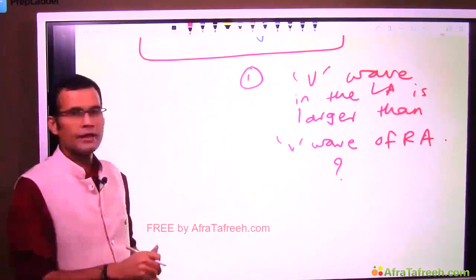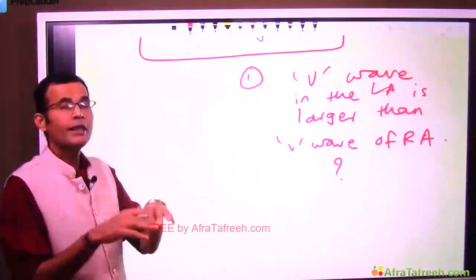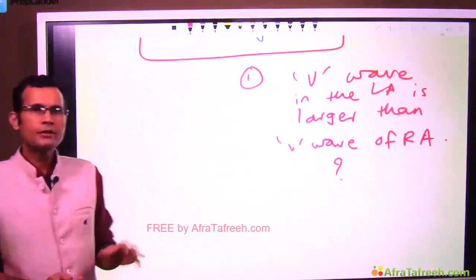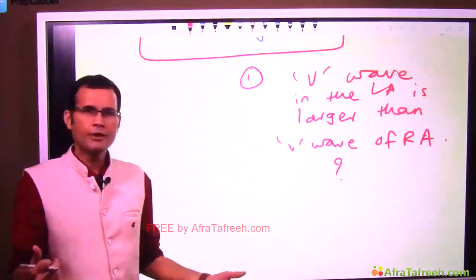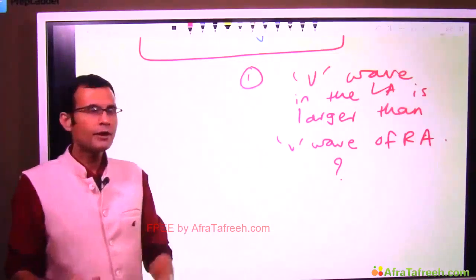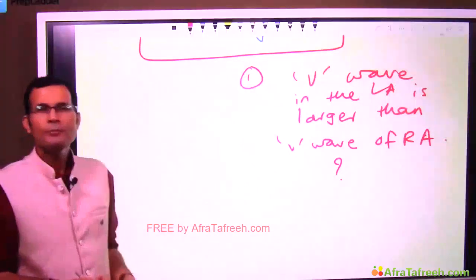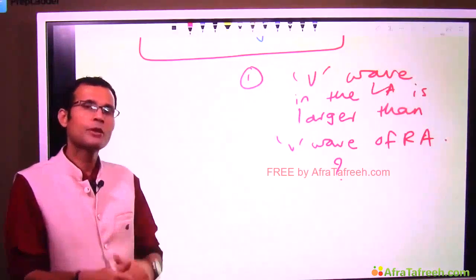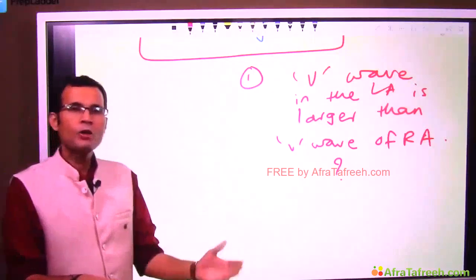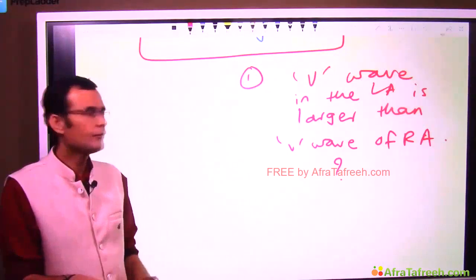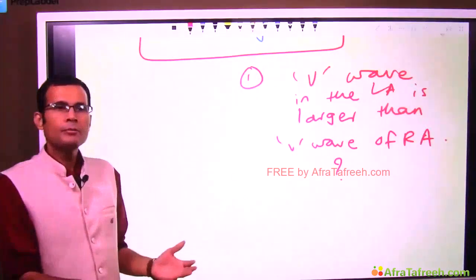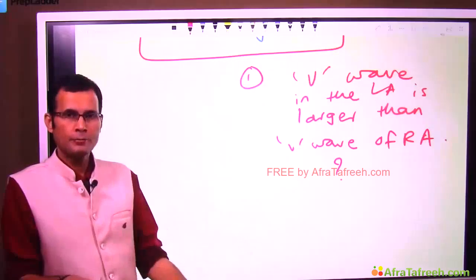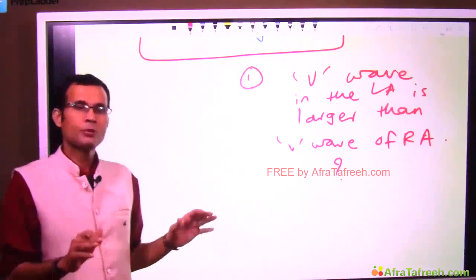And the question is, why is that? Why is the V wave in the left atrium larger as compared to the V wave of the right atrium? You know, atrial pressure changes are recorded from both right atrium as well as left atrium, and the waveforms are similar. Only thing is, the V wave is larger in the left atrium. So question is, why is that? And the options given are: A, because the left side has got higher pressure compared to the right side, or B, because mitral valve has got a different dynamics compared to tricuspid valve, or C, because left atrium receives the blood from the lungs, and D, because left side of the heart pumps the blood into the aorta, which is a high pressure vessel. So which of them was the correct answer according to you?